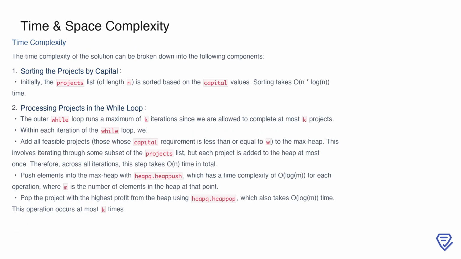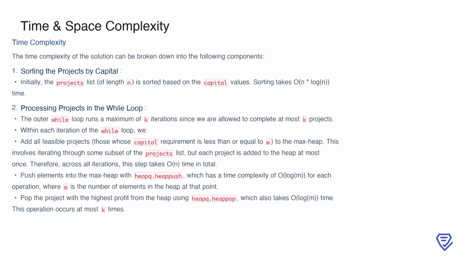To analyze the time complexity of this solution, we can break it down into specific components. First, we sort the projects list based on their capital values. Since the list has n entries, this sorting operation takes n*log n time. Next, we consider the while loop that processes these projects. This loop runs a maximum of k times, as we are allowed to complete at most k projects.